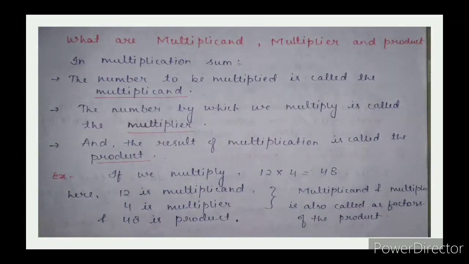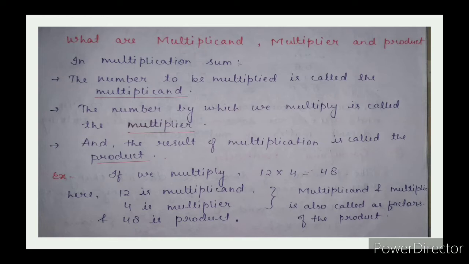Now, what are multiplicand, multiplier and product? In multiplication sum, you need to know these terms. So first, the number to be multiplied is called the multiplicand. Second, the number by which we multiply is called the multiplier. And the result of the multiplication is called the product.